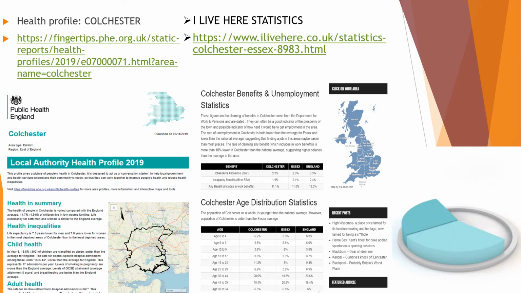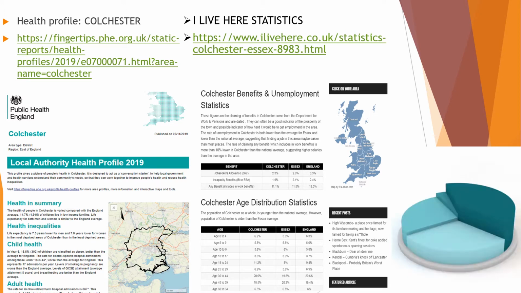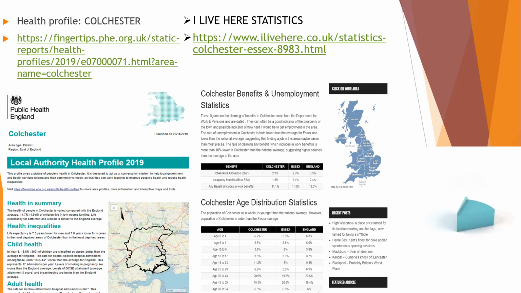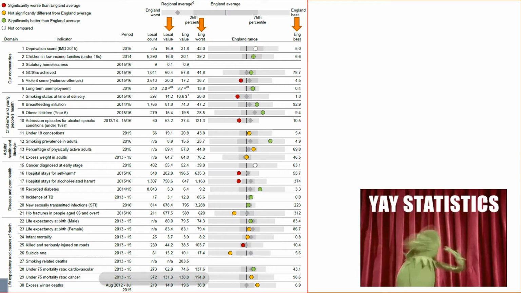Two big websites that we're going to use in my lessons, and also I think are useful, are the local authority health profiles from Public Health England, and websites like I Live Here, where you can find statistics on your local area. Now, if we look at this health profile first of all, because I really like these, I think these are really helpful. It's full of statistics, but it gives you graphs or images that look like this. They're color coded, so you can see red means that the area is significantly worse than England average. Orange is not that dissimilar from England, and green means it's maybe better.